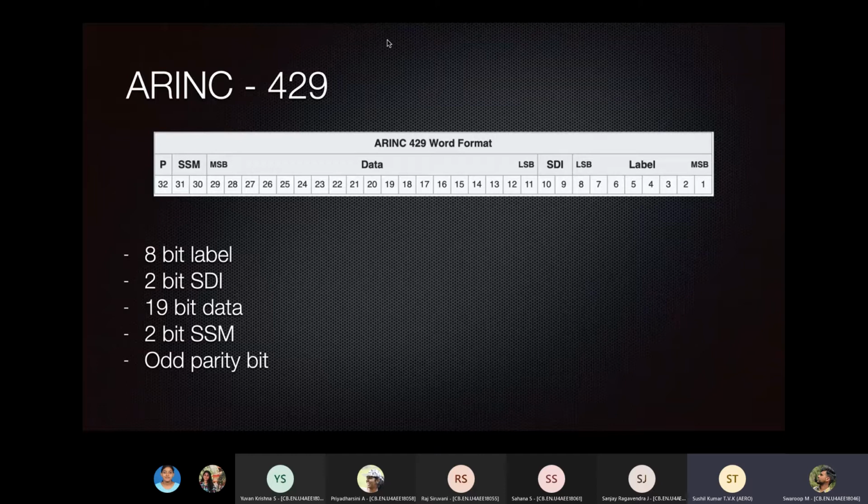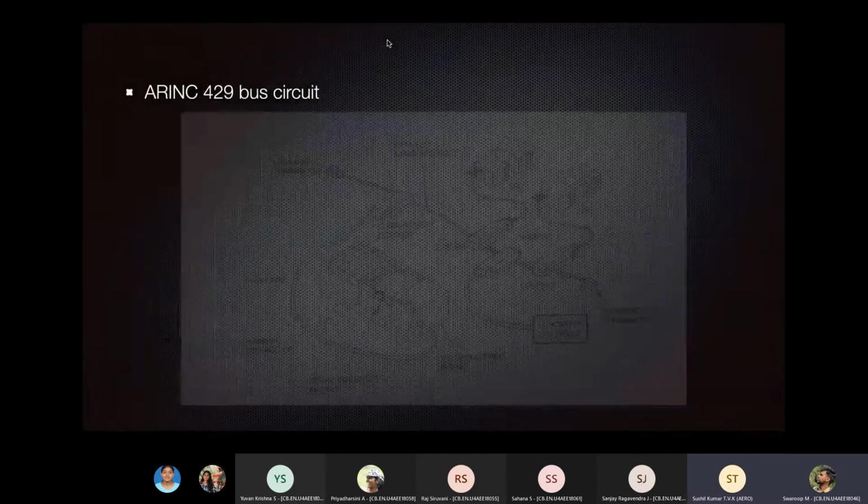And this label, as I said, if airspeed is 206, the label for each device might not be the same. So 206 for one device might be different from the other device. So with the combination of SDI and the label, it can differentiate which device the data is transmitted to. In that case, it is 2 power 8 devices, isn't it? But ARINC basically supports only up to 20 receivers. 20 devices. Okay, yes. Okay, continue.